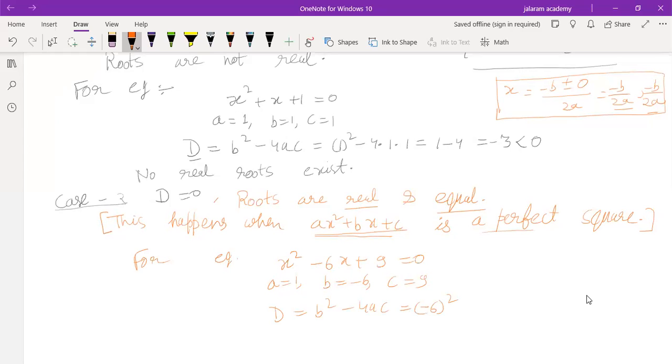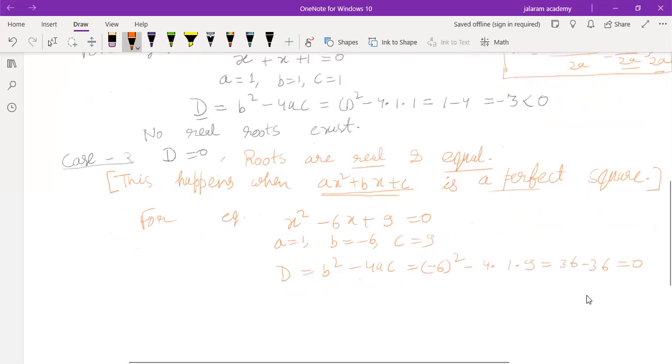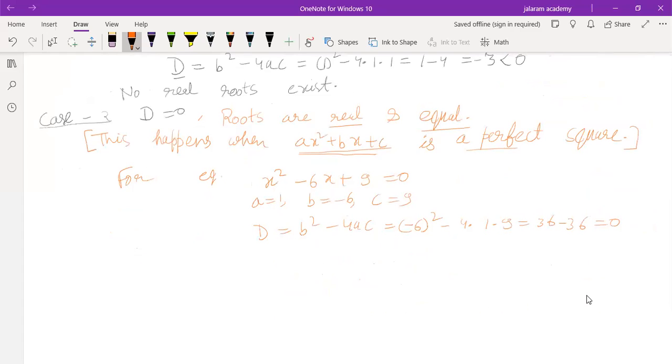Minus 6 whole square minus 4 into 1 into 9. So 36 minus 36 is 0. Yes, sir, it is a perfect square. X square minus 6x plus 9 is a perfect square. That's why when we solve it, it becomes x minus 3 whole square equals to 0. So there are two values of x, 3 and 3. Okay. A quadratic equation always has two roots.